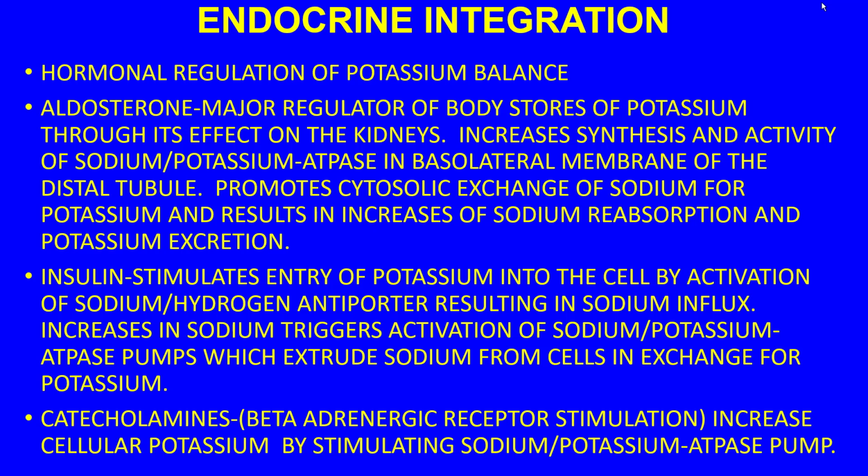When we talk about insulin, this is going to stimulate the entry of potassium into the cell. And this is by activation of the sodium-hydrogen antiporter, which is resulting in sodium influx. Increases in sodium trigger the activation of the sodium-potassium ATPase pump, which will extrude sodium from the cells in exchange for potassium. Finally, we have catecholamines, and this is where we're going to go into beta-adrenergic receptor stimulation. This is going to increase cellular potassium by stimulating, again, the sodium-potassium ATPase pump.